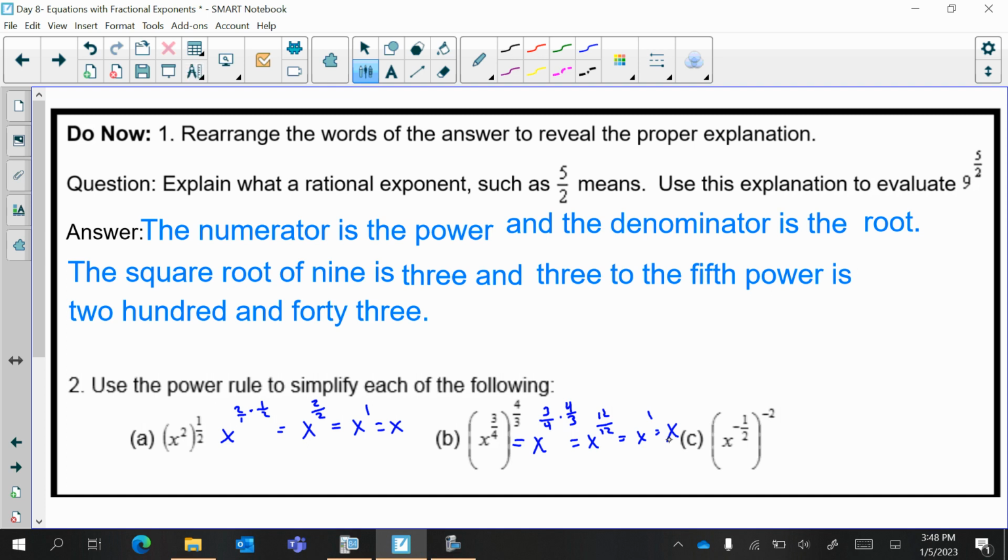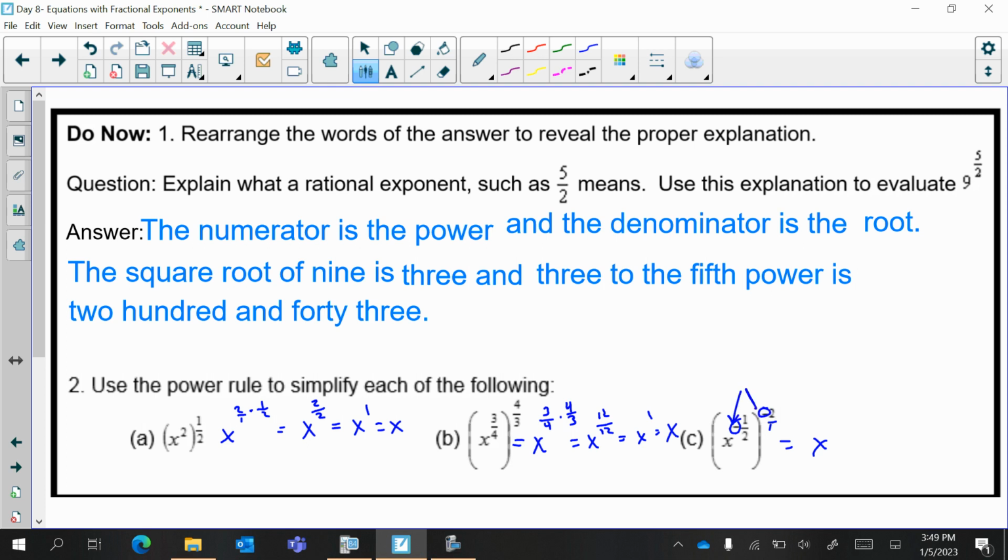The same thing happens in the last example. We have negative 1/2 and negative 2 over 1. Anytime you have reciprocal exponents, they will undo each other and just be whatever the base is. The exponents will disappear. Now, it's really important to note that both of these were negative.